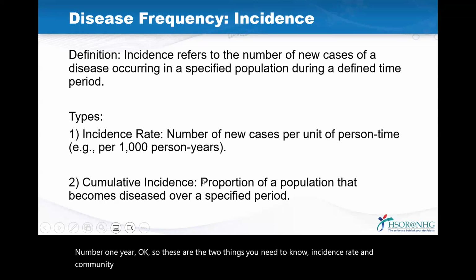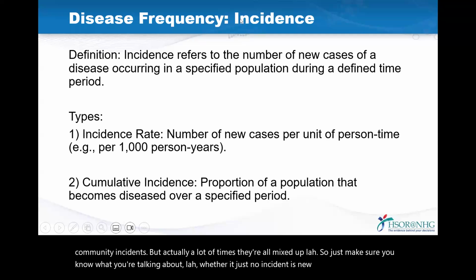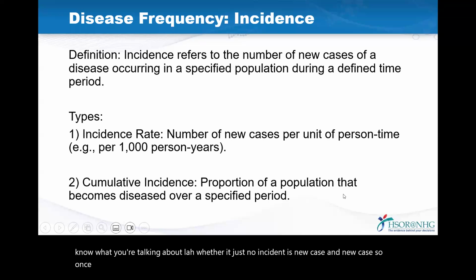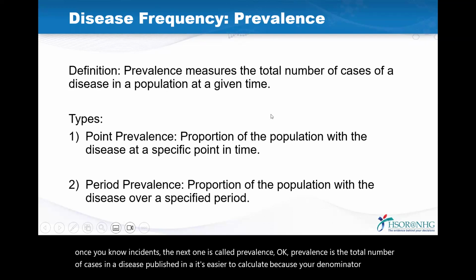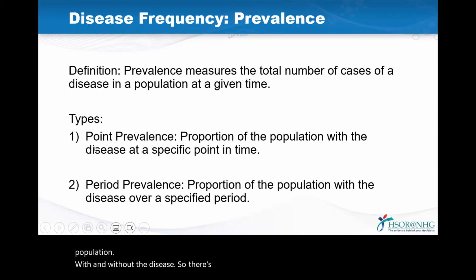But actually, a lot of times they're all mixed up. So just make sure you know what you're talking about. Just know incidence is new case, new case. So once you know incidence, the next one is called prevalence. Okay, prevalence is the total number of cases in a diseased population. It's easier to calculate because the denominator is the population with and without the disease. So there are 2 types of prevalence: point prevalence and period prevalence.